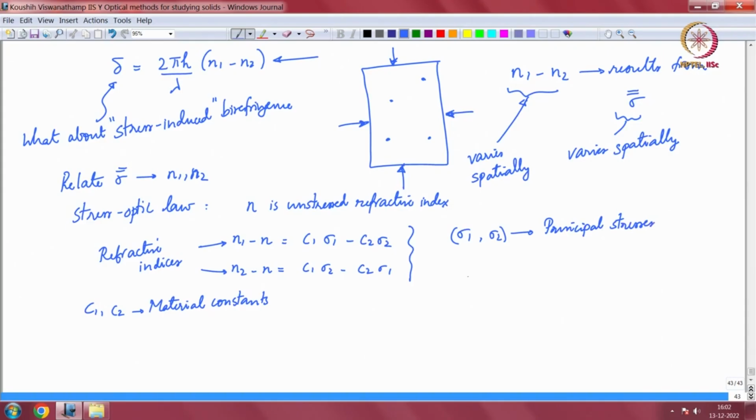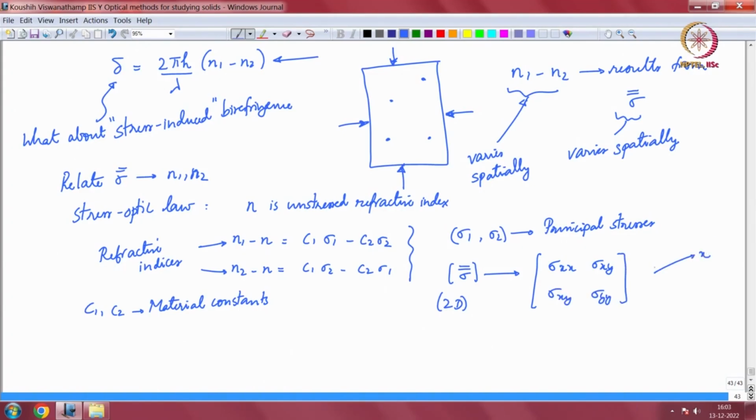You probably had this idea of a principal stress discussed before, but just so that we are on the same page, if you take any arbitrary stress tensor like this, let us say this is a 2D problem. So, we are talking only about 2D for now, we will talk about 3D a little later. It has in general 3 independent components with respect to some coordinate system.